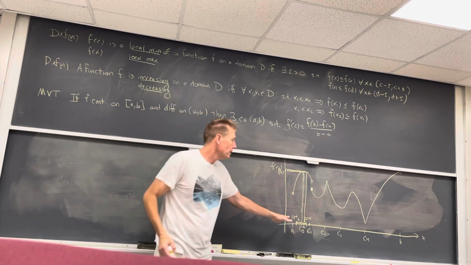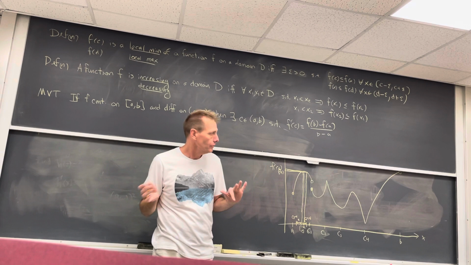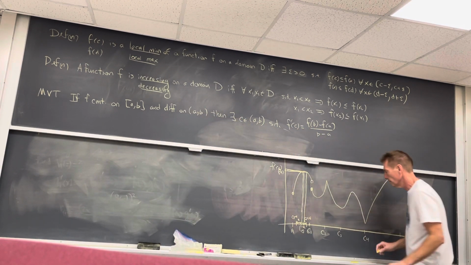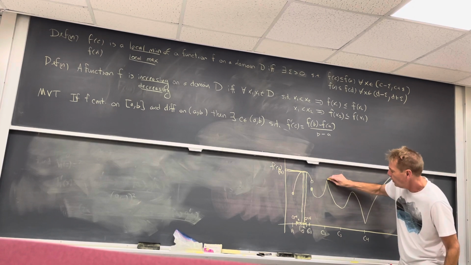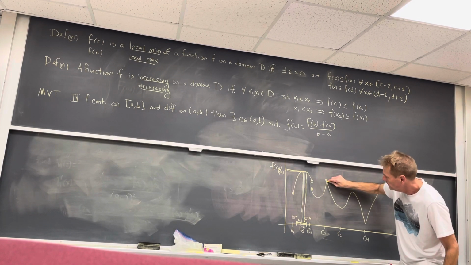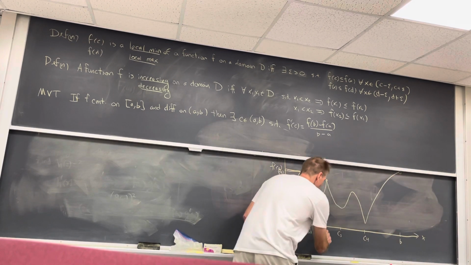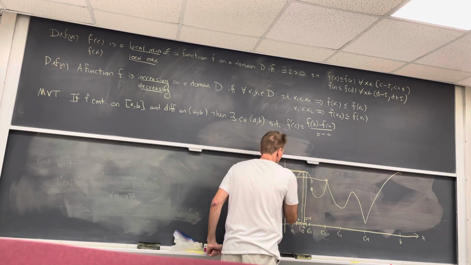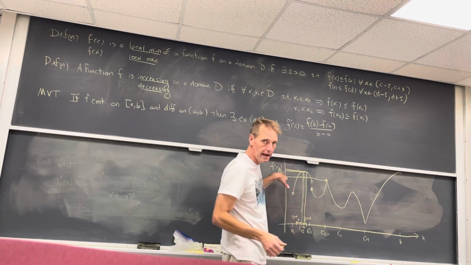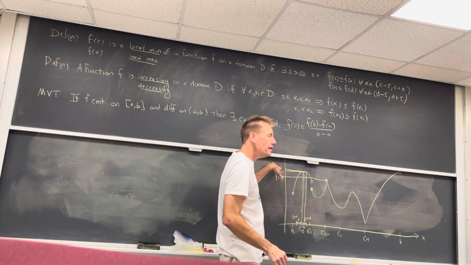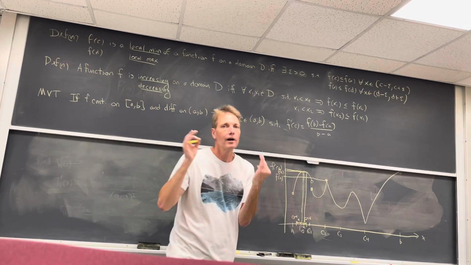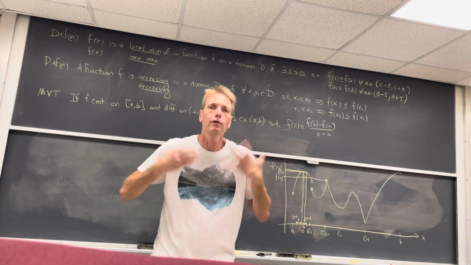But this isn't the only local maximum that we have. We can see here that there's a few other ones. If I look here, this point C2, f of C2 would also be a local max. Now this local max isn't as big as this local max, but we're not looking for the global max, we're looking for the local max.